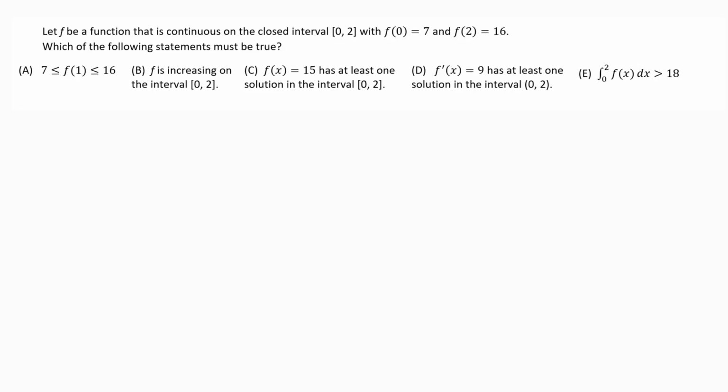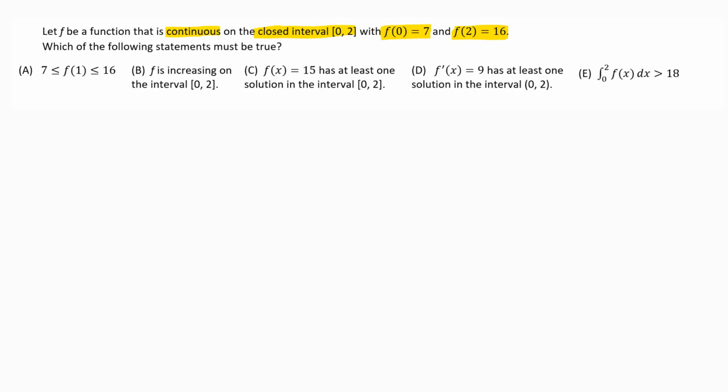This is one of those classic AP Calc questions that gives you some information about a function and then gives you a whole bunch of statements about what must be true. On this one, they're telling us first and foremost that this function is continuous on this closed interval right here. And then they're just telling us that we have these 2 points, these 2 dots. When x equals 0, y equals 7 is on there. And when x equals 2, y equals 16 is on there.